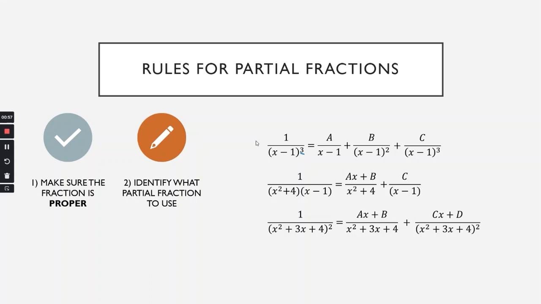Next, we must identify what partial fraction form to use. We break up fractions into terms being added together, with constants represented by a, b, c, etc. on the top, and the factored numbers on the bottom. To the right are a few examples where the denominator has already been factored.